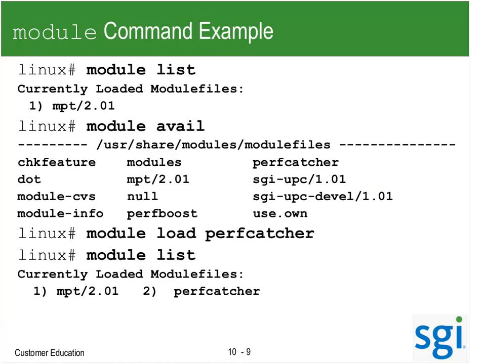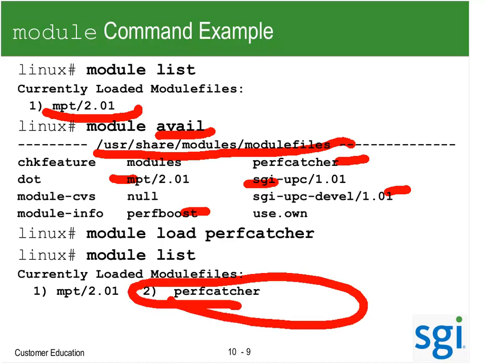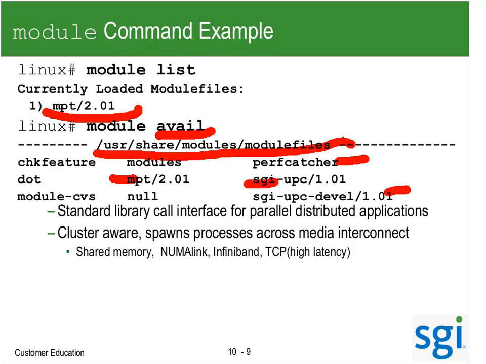So got an example here. They did a module list to list the modules. Somebody had already loaded the MPT module package. Did a module avail, note where it went to look for it. And in there we've got, for example, the Unified Parallel C, Perf Boost, MPT, Perf Catcher. Let's see, so that's five module files that Performance Suite loaded for us. So they did a module load perfcatcher and then list, and now we see it loaded. They also should have echoed PATH, MANPATH, and LD_LIBRARY_PATH too.